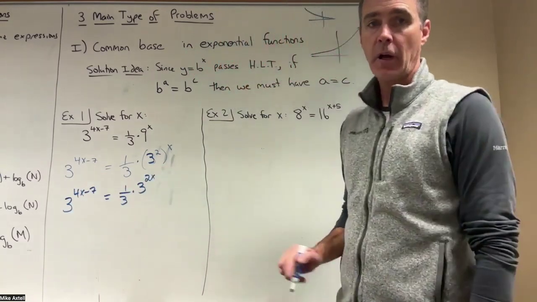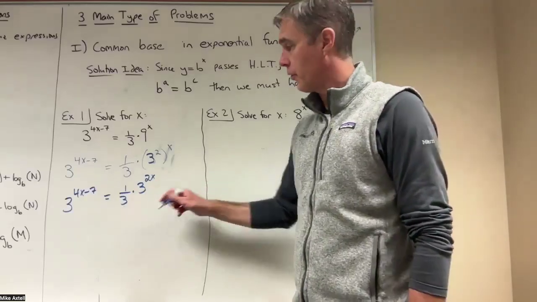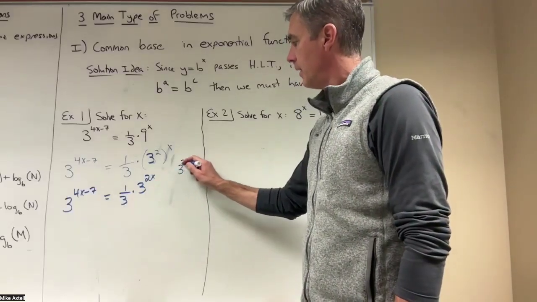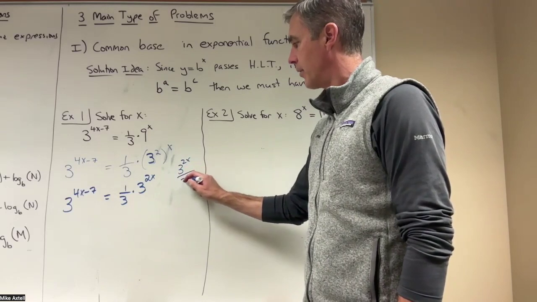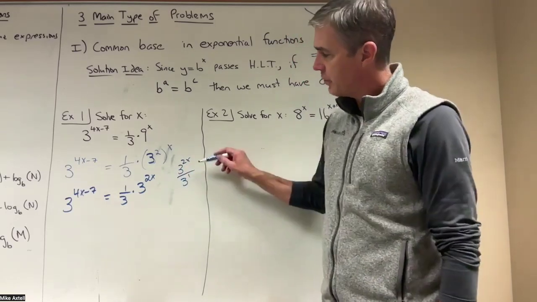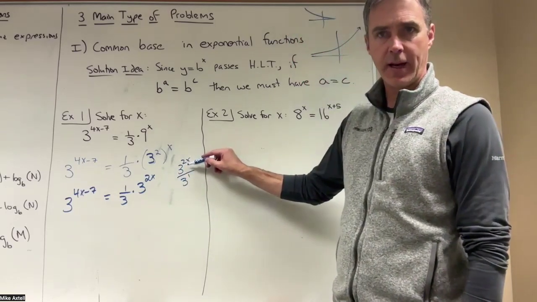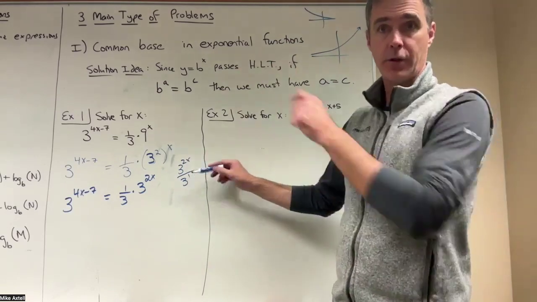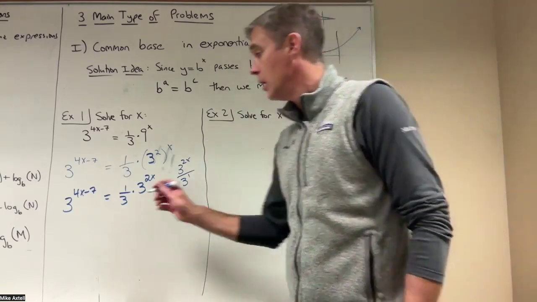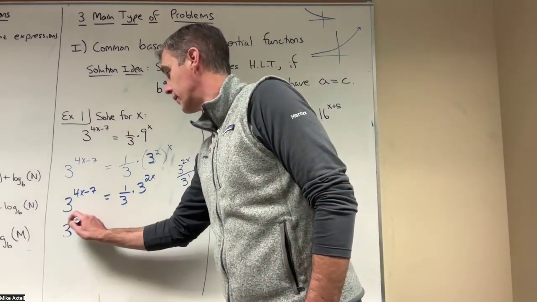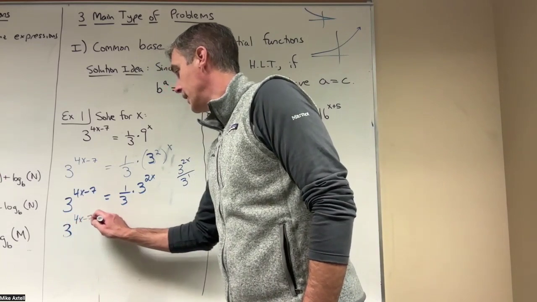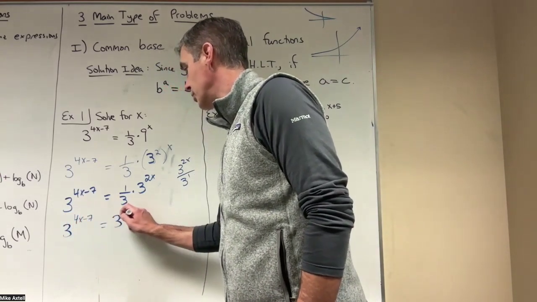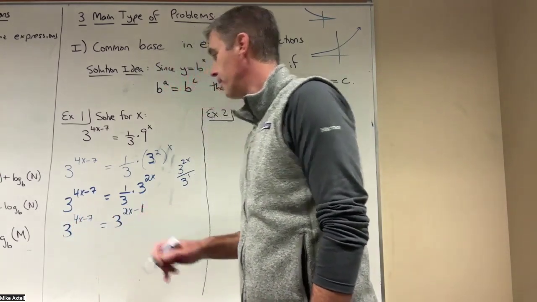Now 3 to the 2x over 3 is 3 to the 2x divided by 3 to the first, right? So I should be able to combine those two by subtracting, getting the new power of 2x minus 1, also based on the properties in the panel over there. So I would have 3 to the 4x minus 7 equals 3 to the 2x minus 1.